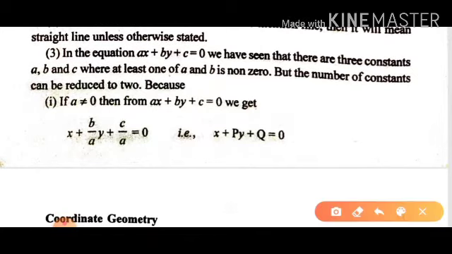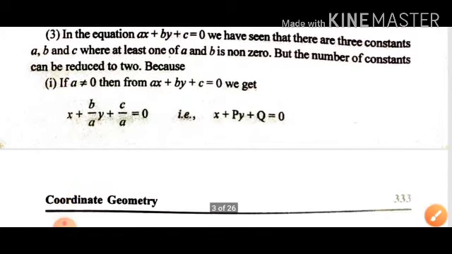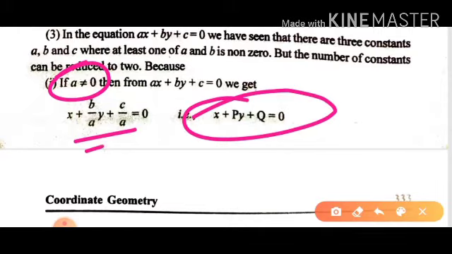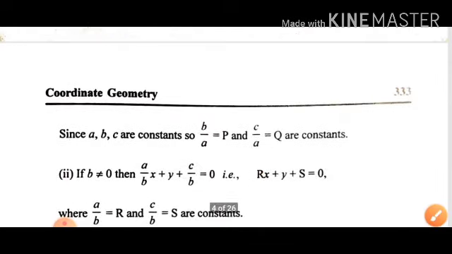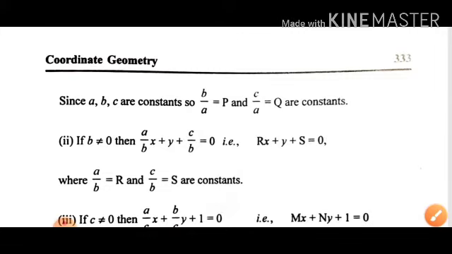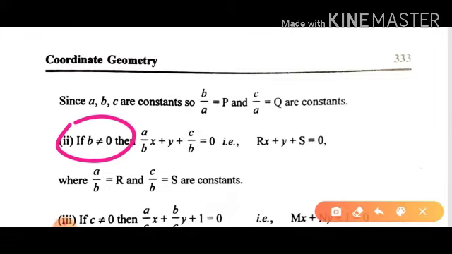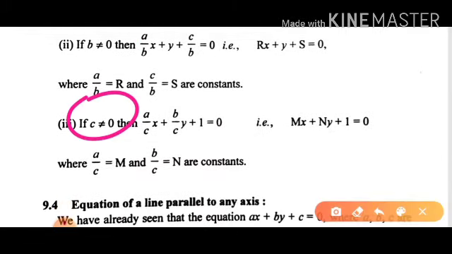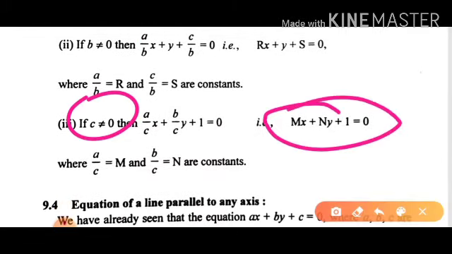Now you can express this if a is not equal to 0 in this way. Similarly, if b is not equal to 0 you can express it in this form, and if c is not equal to 0 you can express it in this form.